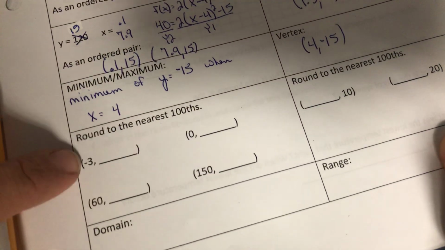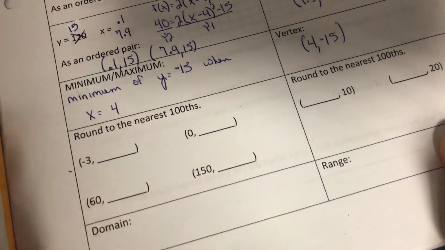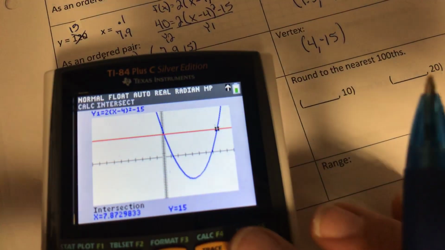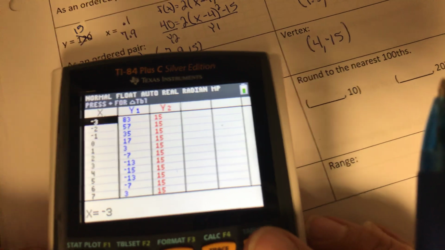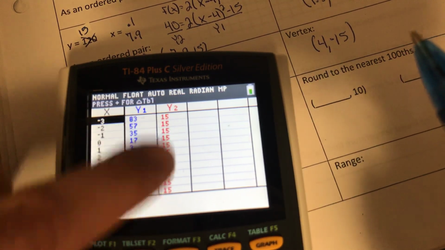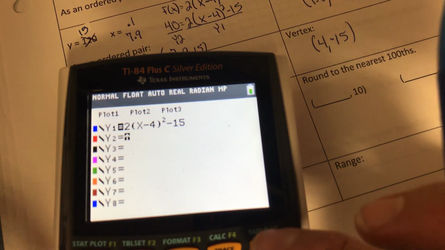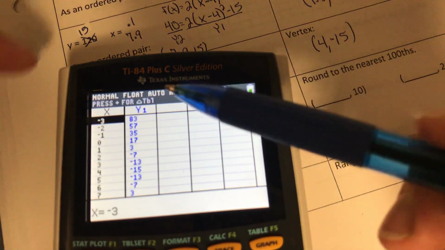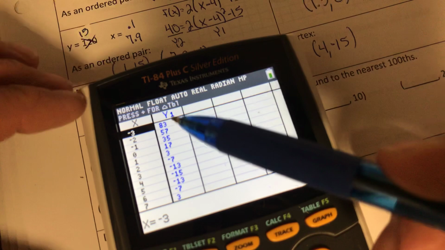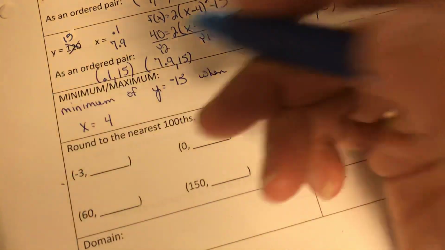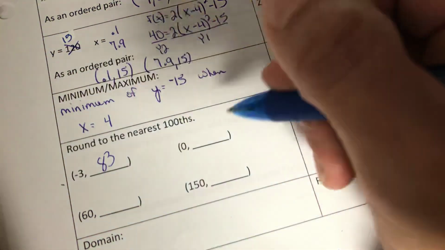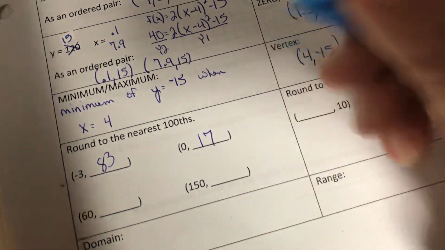So here I'm looking for x's. So I can go to the table. So second graph for the table. If you don't want this to appear, just get rid of that y2 because we don't need any more. So second table, and if x is negative 3, I have 83. If x is 0, I'm looking at my table, I have 17.